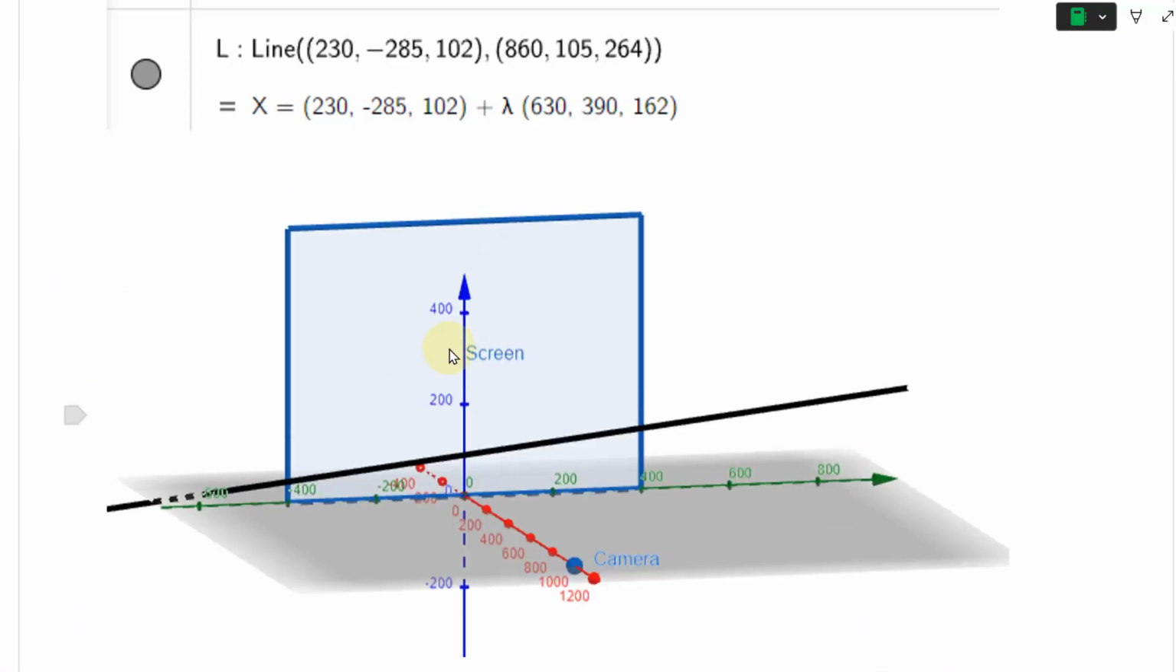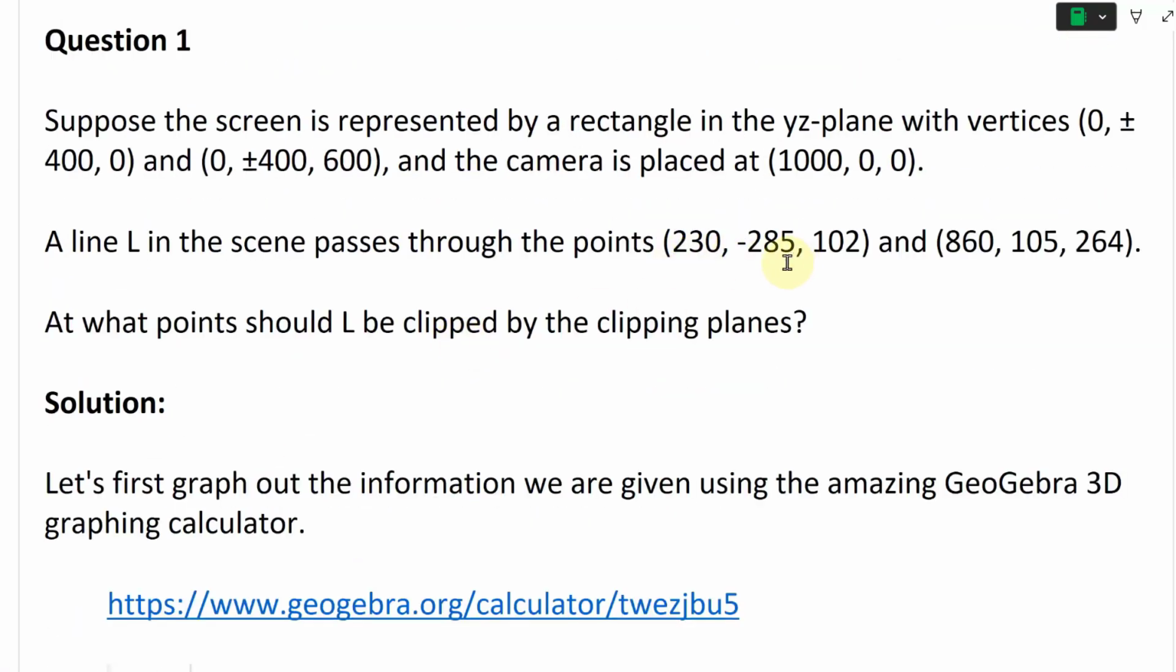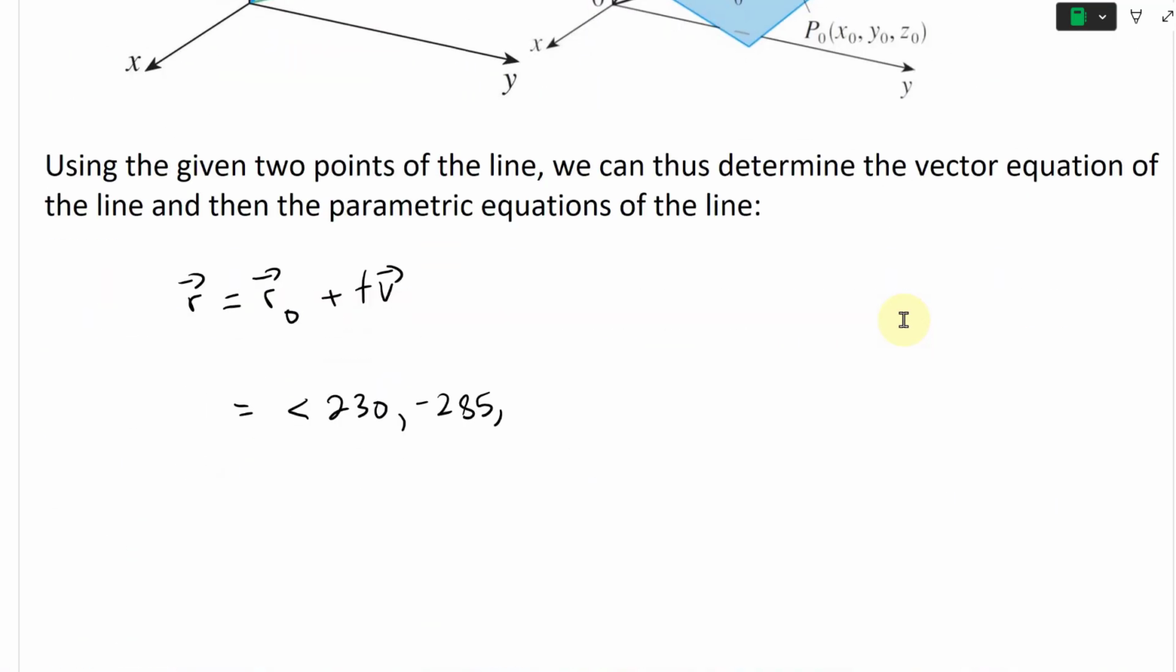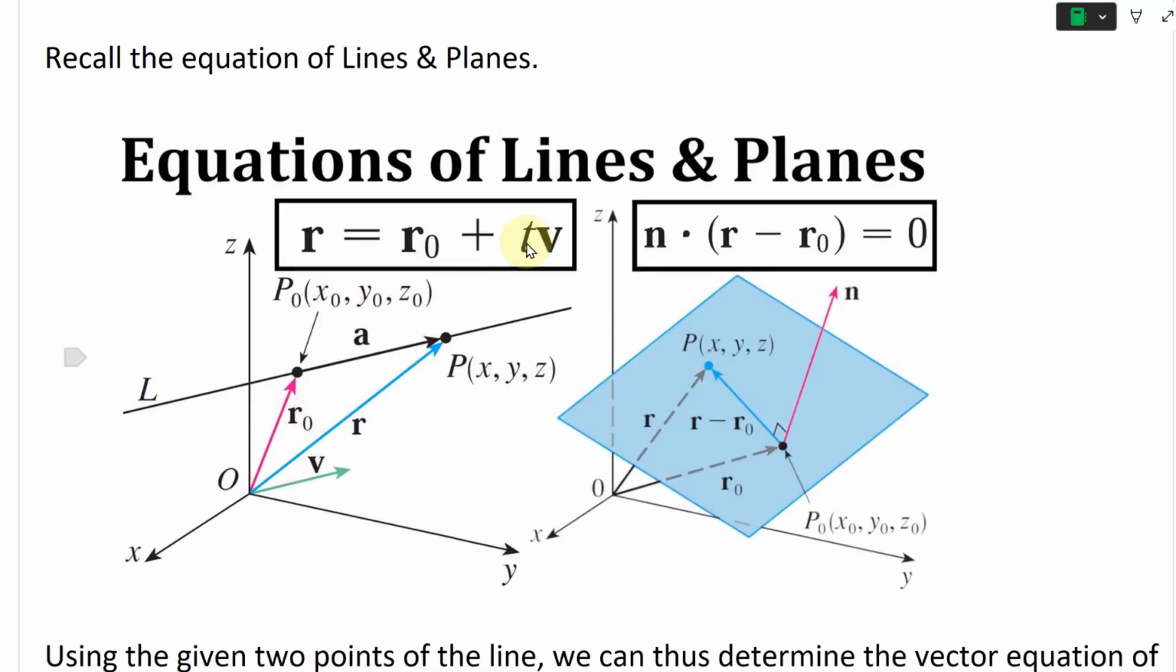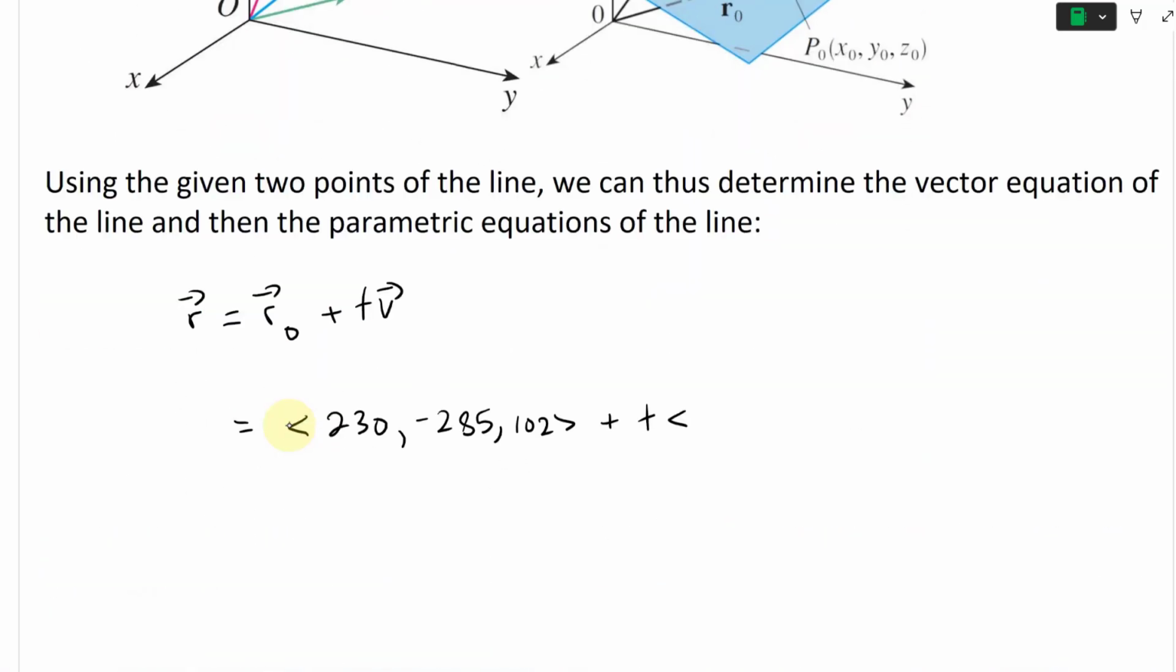Let's just scroll back to see what it was. So 230, negative 285, and 102. Alright, 102, like that. And then plus t, and now we need a parallel vector, v, and we can determine that just by subtracting from this point to this point as a vector. So we can just write that out.